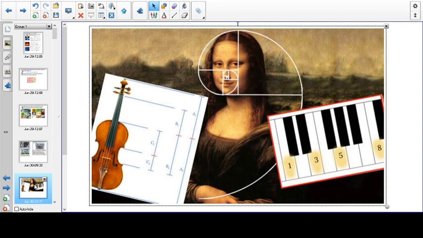Fibonacci in art, there's the Mona Lisa. Leonardo da Vinci was not only an artist, he was also a mathematician. So his painting of the Mona Lisa is in the proportions of the golden ratio. And music, there's an awful lot of links to the Fibonacci sequence and music. So the sequences are everywhere.